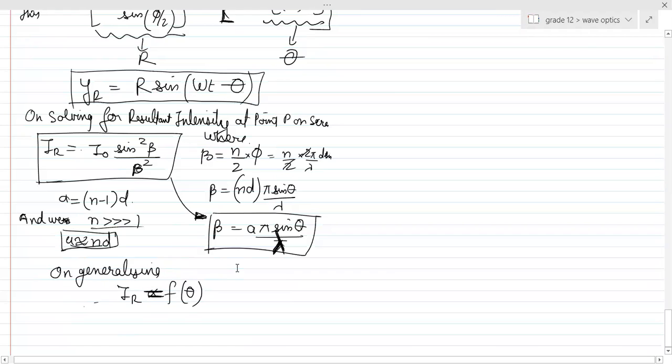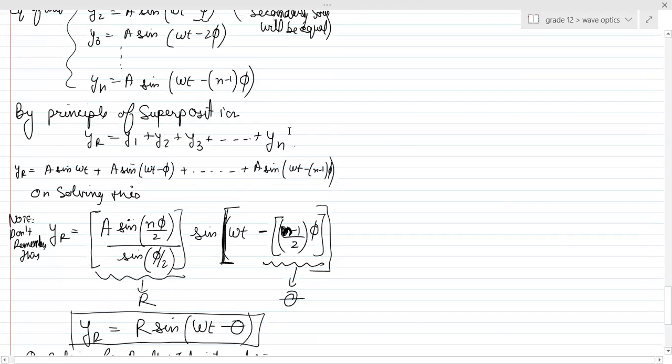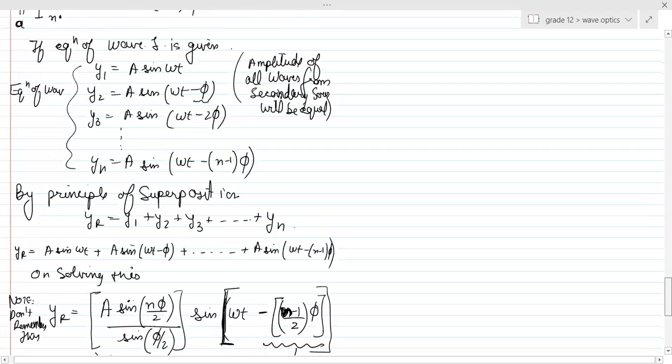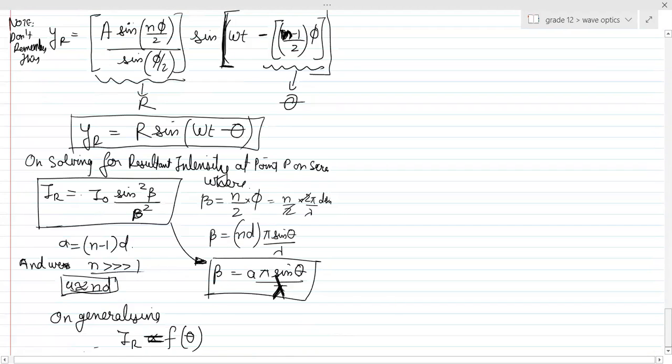Is it clear guys? In your school syllabus you will have till here, and not even till here. They will just give you the path difference between the waves, basically this much, right? So now let's see guys, what is the central maxima due to, where is the minima and where is the maxima which is found. Okay.